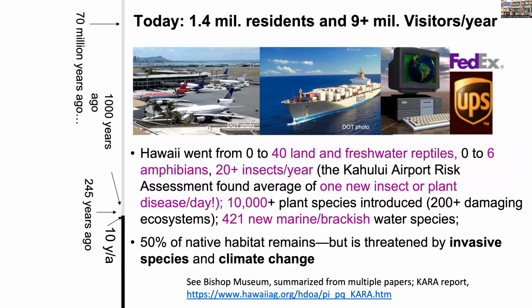All right, moving forward to today: 1.4 million residents and 9+ million visitors per year. And what does this mean? Lots of opportunity for things to come in. So we never had any land reptiles, like snakes and lizards and tortoises. We never really had any freshwater reptiles, like soft-shell tortoises, turtles, and things like that. And now we've got at least 40.